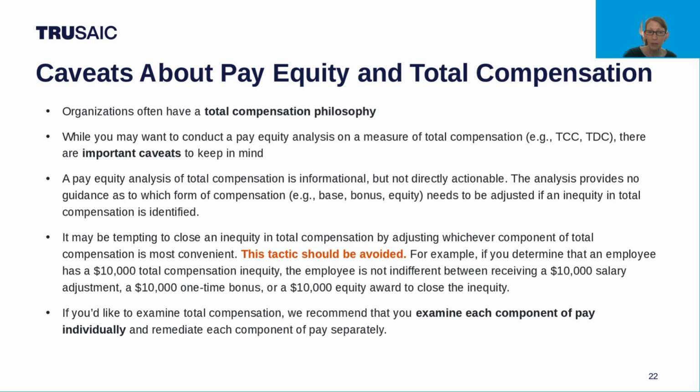As an example, if you determine that a particular employee has a $10,000 compensation inequity, the employee is certainly not indifferent between receiving a $10,000 salary adjustment, a $10,000 one-time bonus, or a $10,000 equity award to close that inequity. So if you'd like to examine total compensation, what we recommend is that you examine each component of total compensation individually and remediate each component of pay separately.